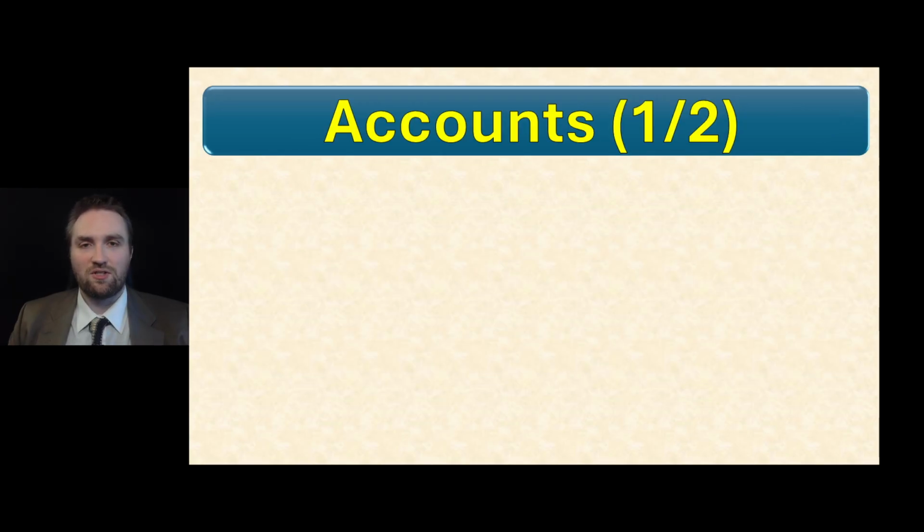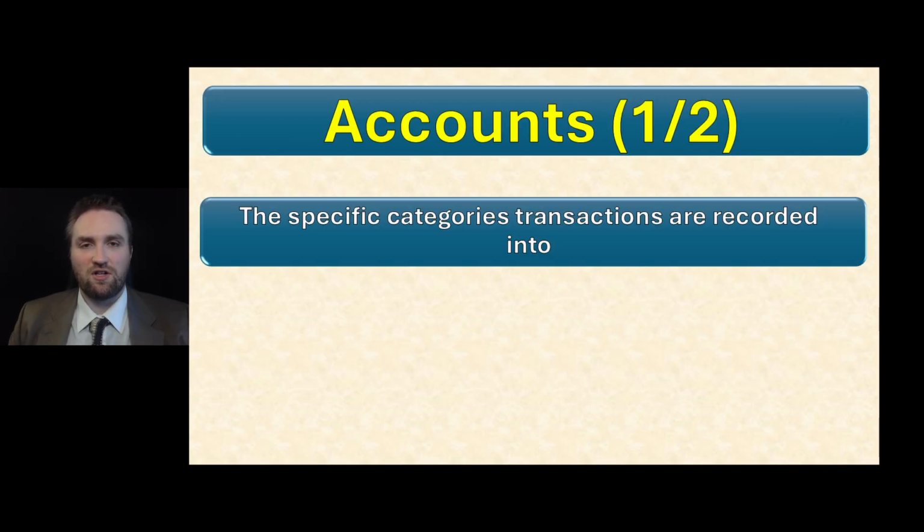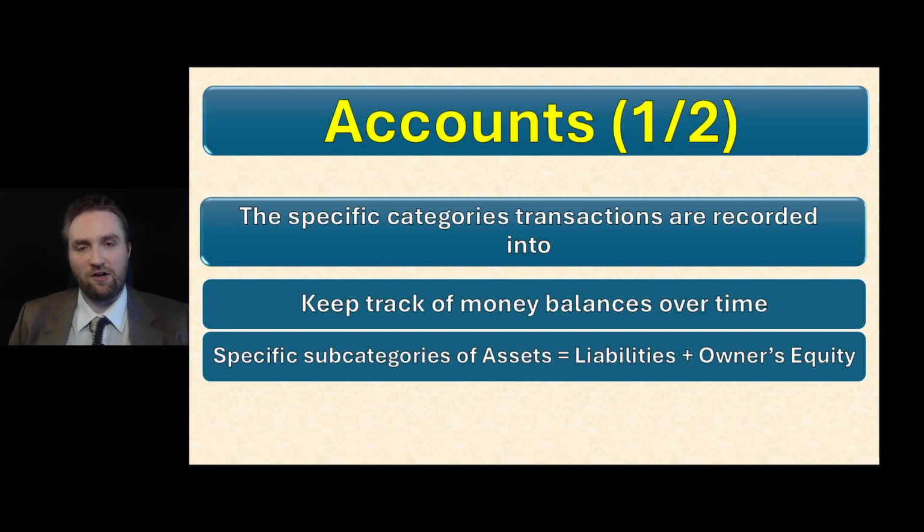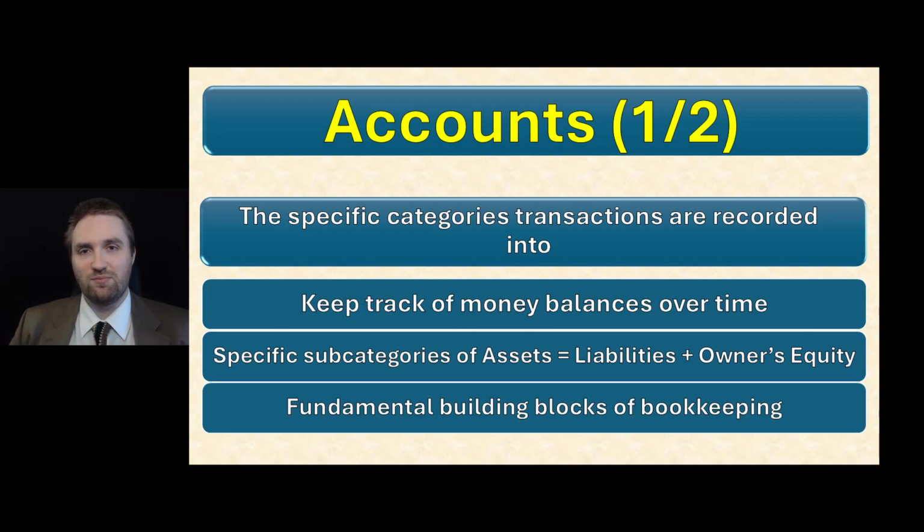Accounts. Accounts are the specific categories transactions are recorded into. Accounts are used to keep track of money balances in a business, and they're used to keep track of money balance changes over time. If you recall the accounting equation, assets equal liabilities plus owner's equity, you'll remember that all bookkeeping transactions fall into one of those 3 general categories. If these are the general categories, accounts are the specific subcategories of those general categories. Example in a moment. Accounts are important because they're the fundamental building blocks of bookkeeping.